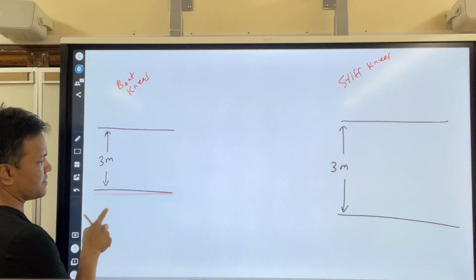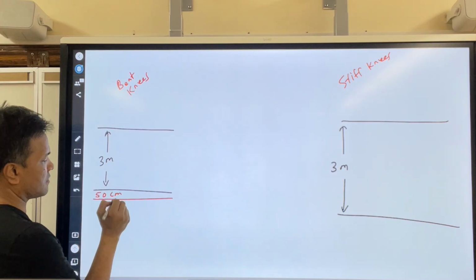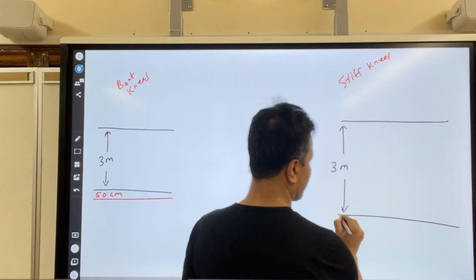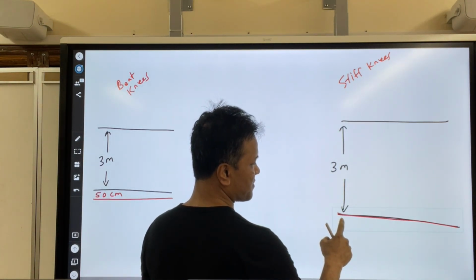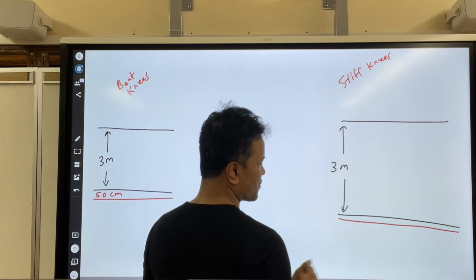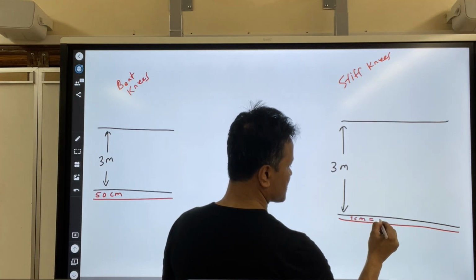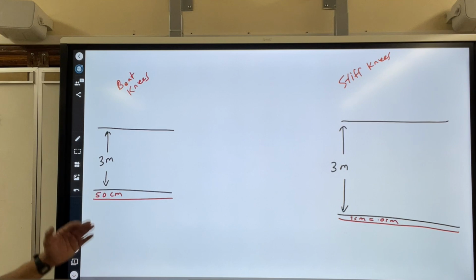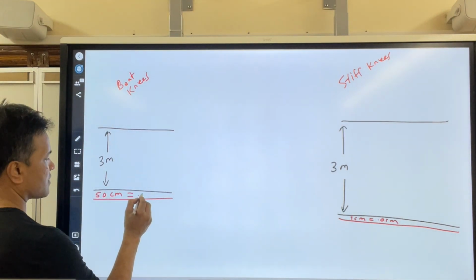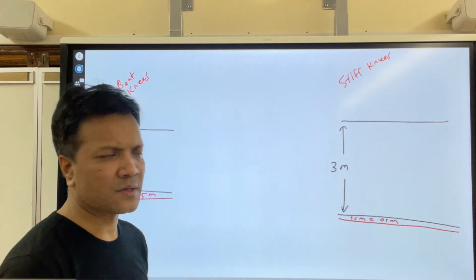The impact time is bigger, 50 centimeters. The Strictly impact time is smaller, but if I put that small, then I cannot write that. So let's put it like this: 1 centimeter, which is 0.01 meter. Okay, so you have 50 centimeter or 0.5 meter, and you have 0.01 meter, right? Okay, great.